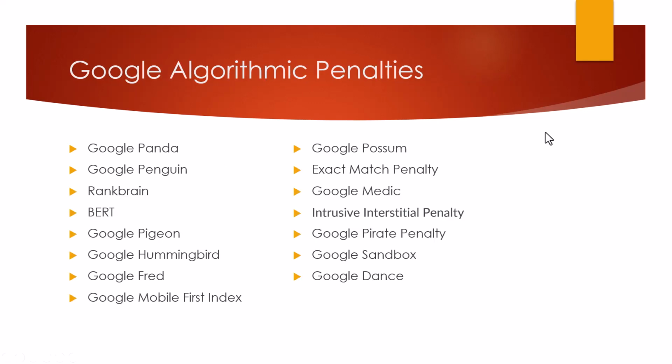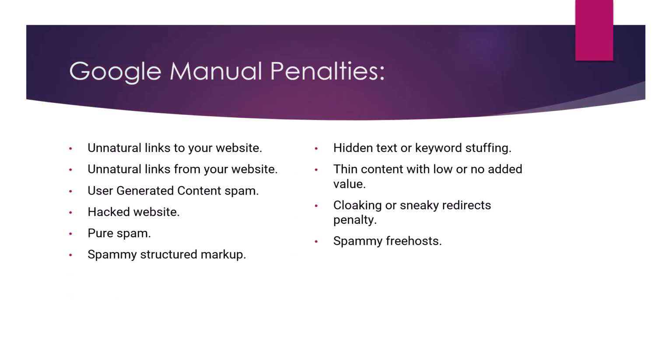So here is a list of Google algorithmic penalties. The first one is Google Panda, the second one is Google Penguin, the third one is RankBrain, the fourth one is Bird, the fifth one is Google Pigeon, the sixth one is Google Hummingbird, the seventh one is Google Fred, the eighth one is Google Mobile First Index, the ninth one is Google Prism, the 10th one is Exact Match Penalty, the 11th is Google Medic, the 12th is Intrusive Industrial Penalty, the 13th one is Google Pirate Penalty, the 14th one is Google Sandbox, and the 15th one is Google Dance.